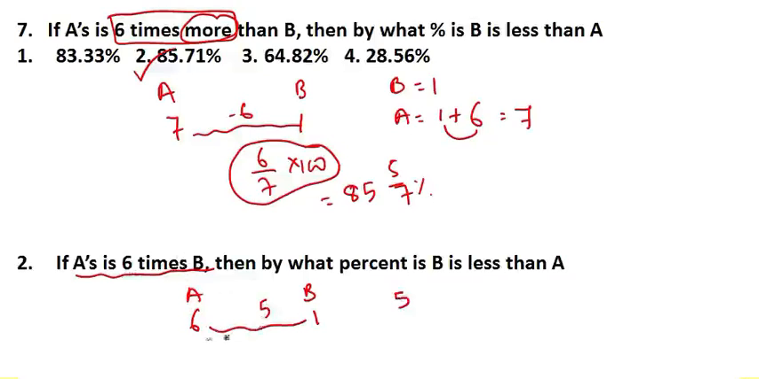So 5 on what? On 6 into 100. What will you get? Tell me. Here it will be 83 1 by 3%. If you do not know how to do this, see the previous video. Fine. So can we move ahead?